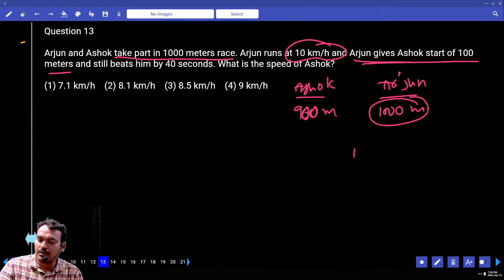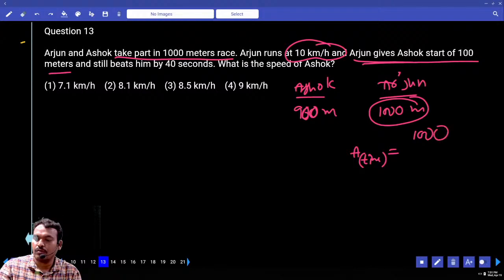1000. We will get Arjun's time. Which time are we getting? Arjun's time. What is Arjun's distance? 1000. What is Arjun's speed? 10 into 5 by 18.